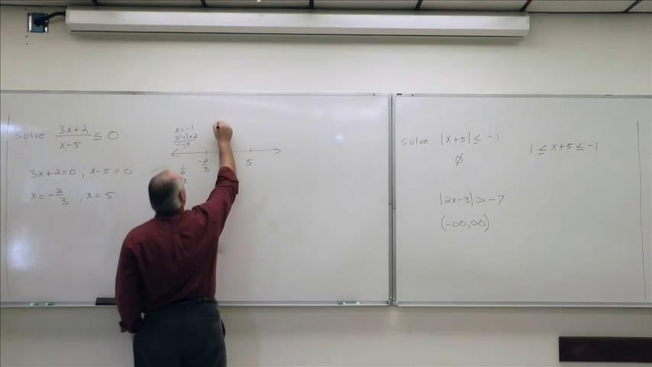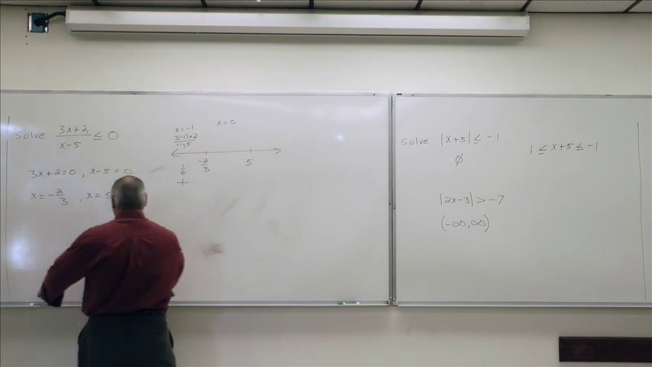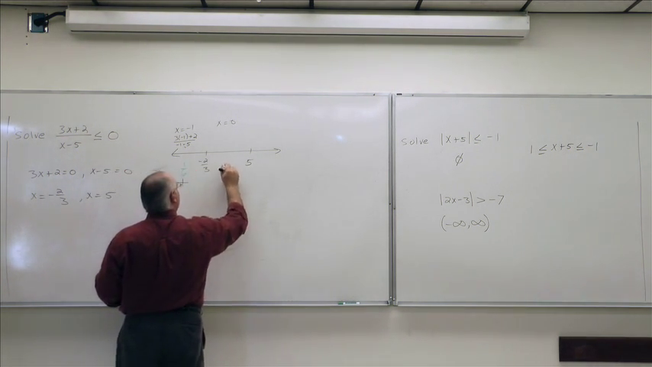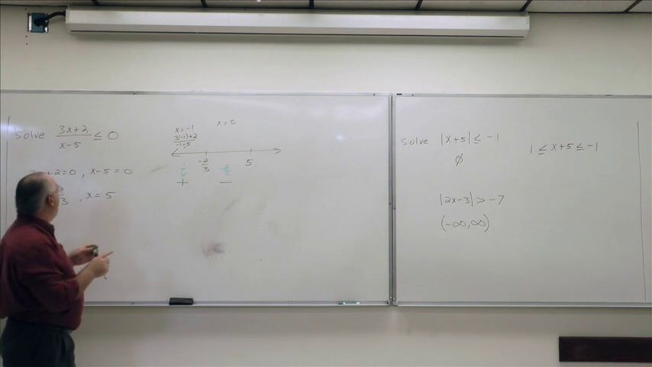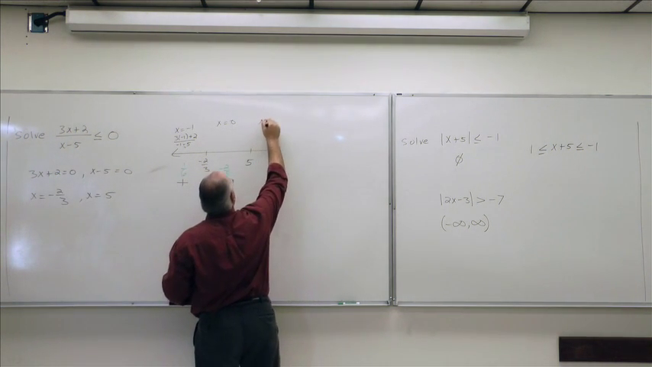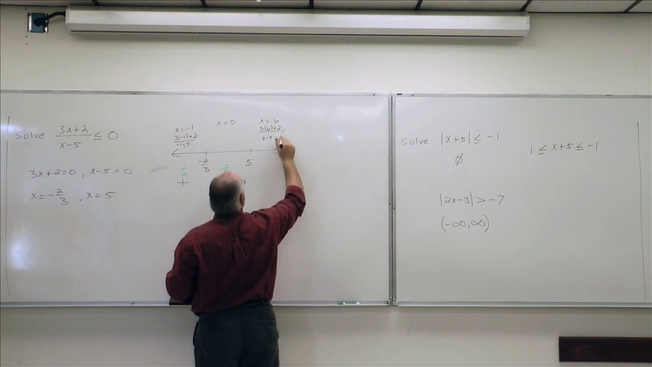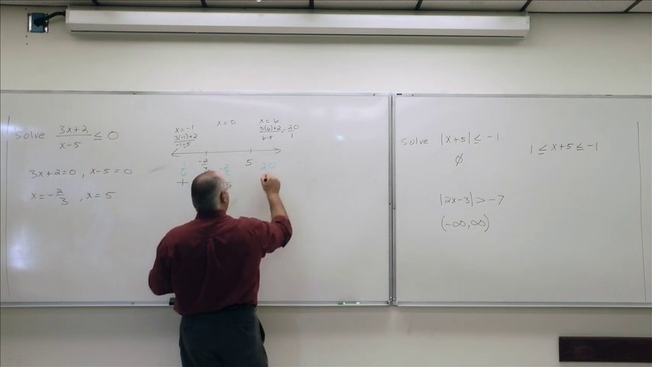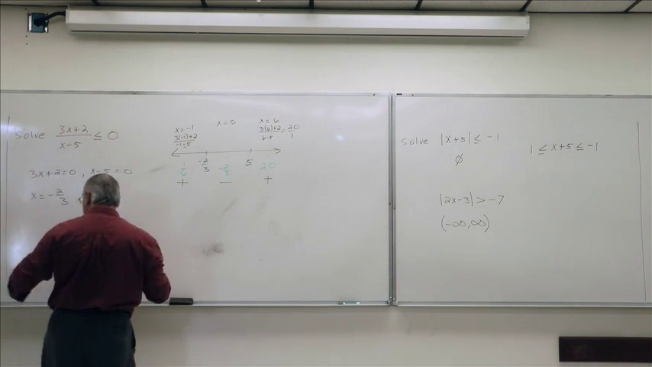If we plug in 0, that one's a lot easier. We get -2/5. So we know that's negative. And when we plug in something bigger than 5, say x is 6, we get 3 times 6 plus 2 over 6 minus 5, which is actually 20 over 1, so we get 20. So this is a plus. So less than or equal to 0, that's going to be the middle section.